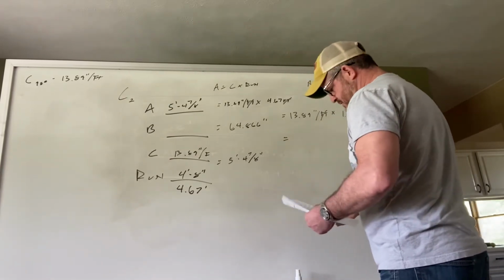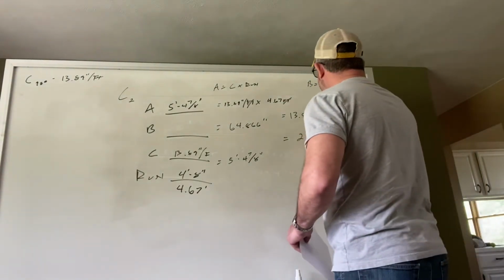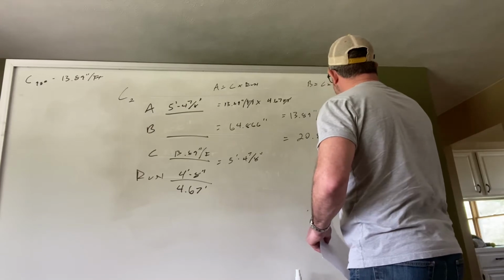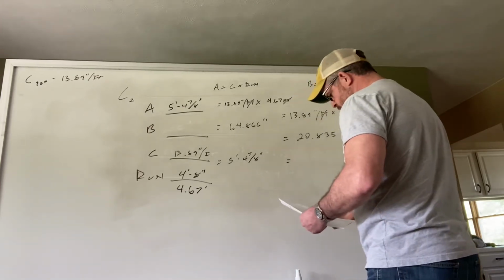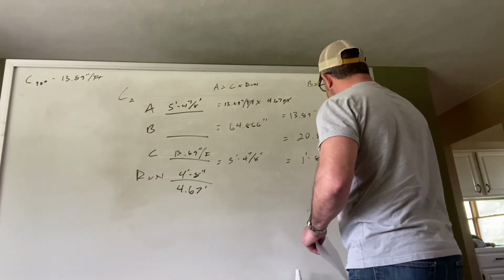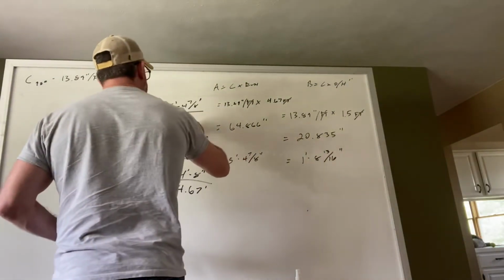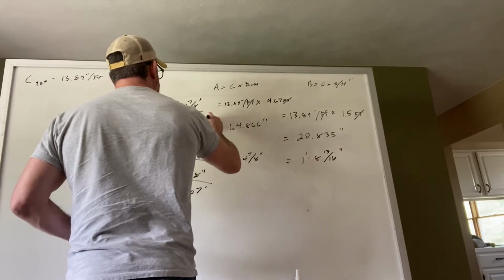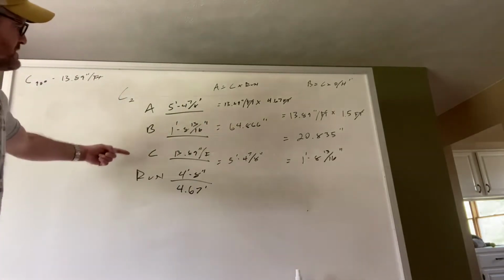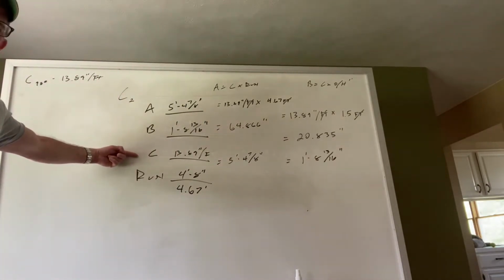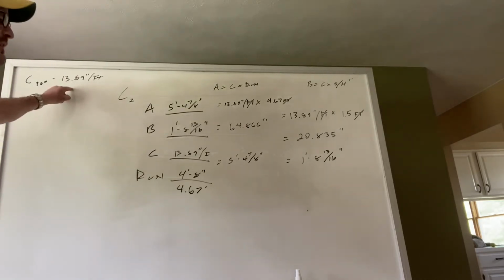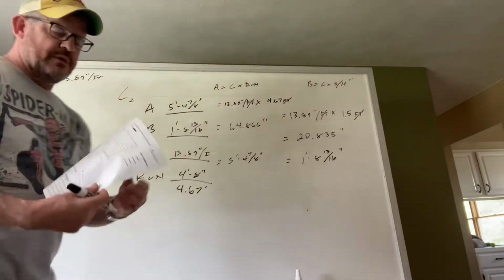So that equals 20.835 inches, which is going to equal 1 foot 8 and 13/16, and that is going to be my B. All right, so again, we see that now that I've solved for that C at 90 degrees, I don't ever have to solve for it again. What else do we see?